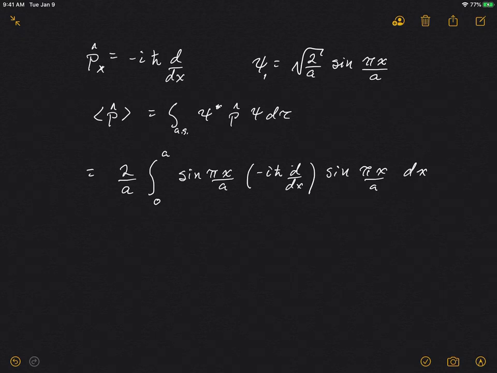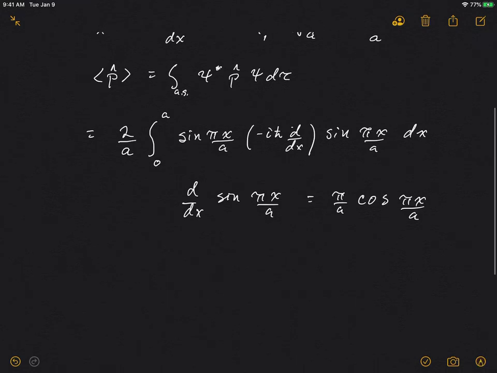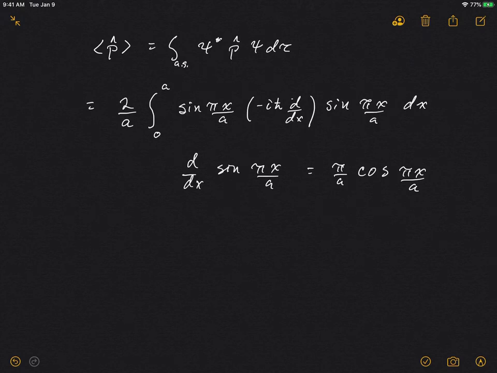Okay, then let's see, the derivative of sine pi x over a is going to be pi over a cosine pi x over a, where I've used the chain rule to evaluate that derivative. Sorry, not integral, but differentiation. Okay, now let's put our terms together. So then we have this minus i h bar times pi over a cosine pi x over a.